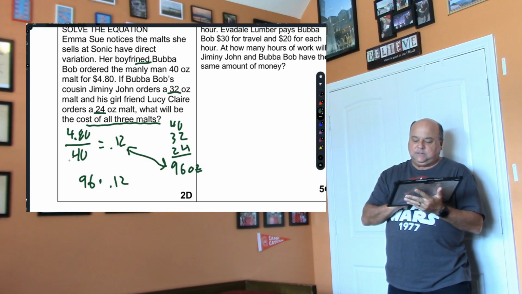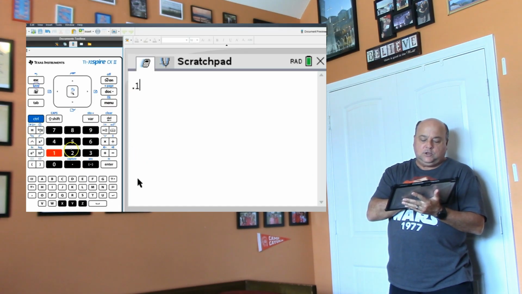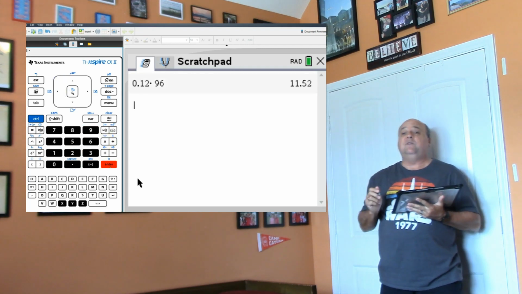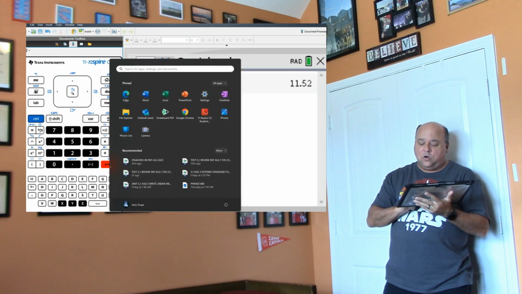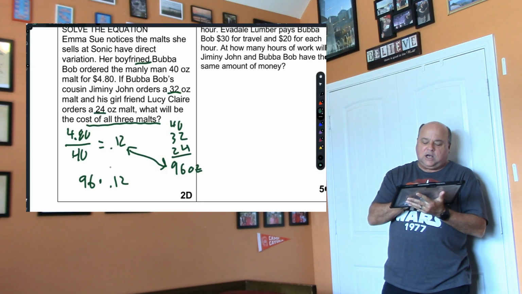Okay, so we're going to do 0.12 times 96. And we get $11.52. So all 3 malts will cost $11.52.